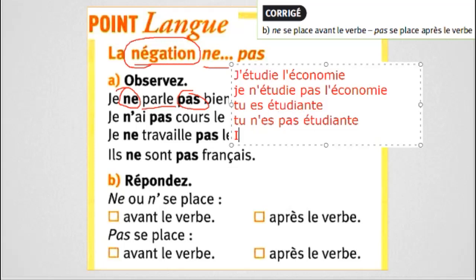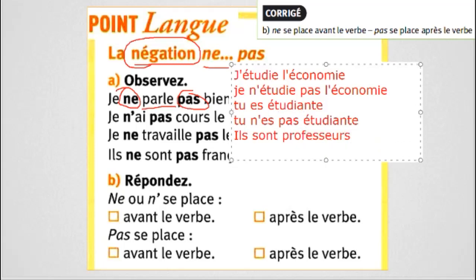Ils sont professeurs, they are teachers. So how can we do the negation? Ils sont professeurs. Ils ne sont pas professeurs. Very good.